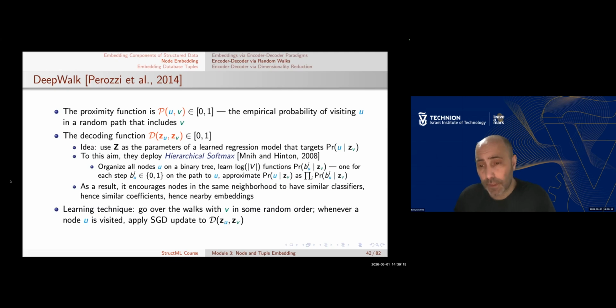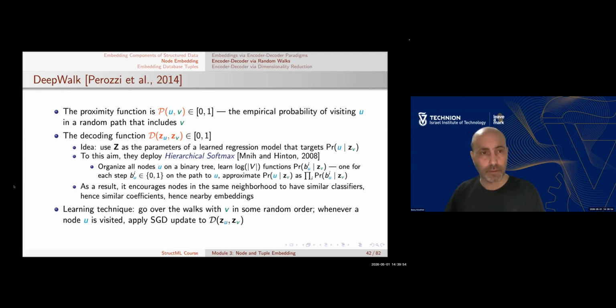So the learning technique is the usual one, adapted to our random walks. You look at the walks that include V in some random order, and whenever you see a node U, you apply this probability. You apply SGD to update this probability. You say, okay, I now want to increase the probability of seeing U given that I started with V.